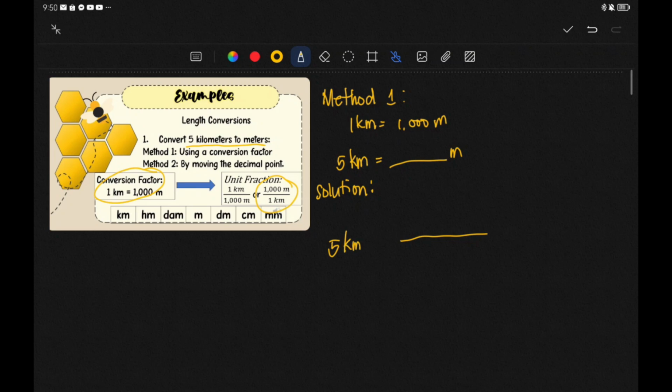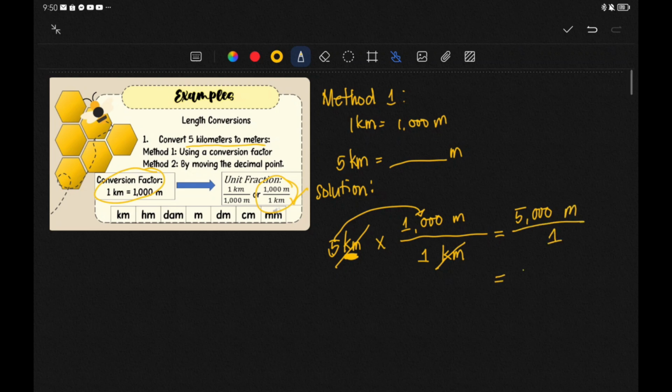5 km times. If we are using kilometers here, you need to select the unit fraction that has the denominator kilometers. The denominator should be the same as the unit you are converting from. So, 1,000 meters over 1 km. So, you multiply 5 times 1,000. That's 5,000. Now, for km here, we can cancel that out. What remains is 5,000 meters over 1. Or simply, that is 5,000 meters. So, our answer here is 5,000.